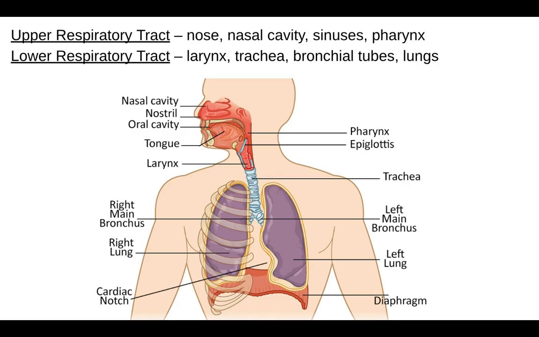Next, as we look at the overall anatomy, the respiratory tract is divided into upper and lower portions. Within your upper, we're looking at your nose, your nasal cavity, your sinuses, and then your pharynx. And within your lower, that's where we look at your larynx, trachea, and then your bronchi and lungs further down.